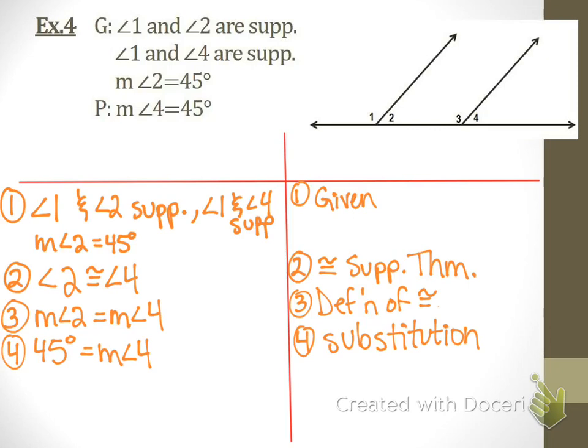What do I need to do on my last one? Switch it around. They didn't want 45 degrees equals measure angle 4. They wanted measure angle 4 equals 45 degrees. What allows me to do that? The symmetric property.